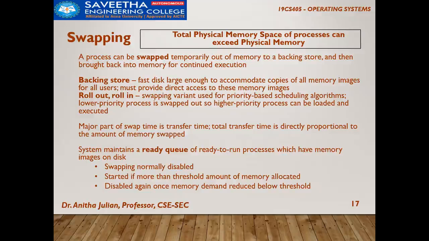The next important topic we need to discuss is called swapping, because we are talking about the main memory and the secondary storage, and we are always bringing files from the secondary storage to the main memory. So a process can be swapped temporarily out of memory to a backing store and then brought back into memory for continued execution. And we do this swapping operation because the total memory space of processes can exceed the physical memory.